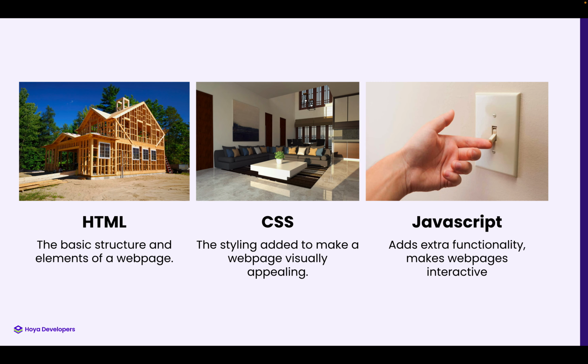And these three work together in harmony. So HTML is just the basic structure and elements of a web page, so the bare bones, right? Like what is physically on the site. CSS is what you add to HTML to make it look visually appealing. And JavaScript is what you add to give it functionality. So HTML is the structure, CSS is the style, and JavaScript is the interaction.